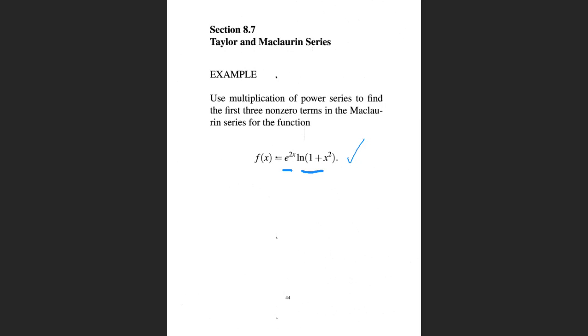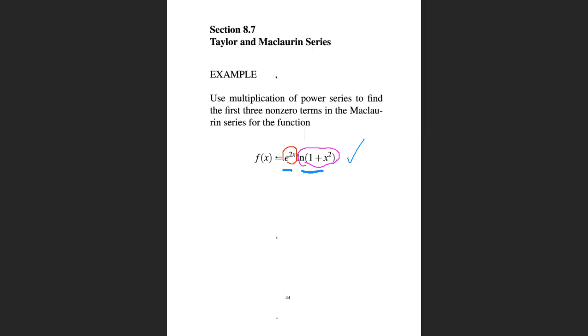So what would be easier to do would be to find the Maclaurin series for e to the 2x power and to find the Maclaurin series for the natural log of 1 plus x squared. Okay, that's what we want to do. And then we'll multiply those power series together.